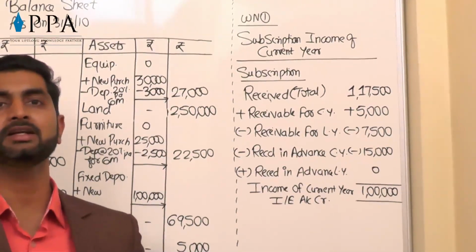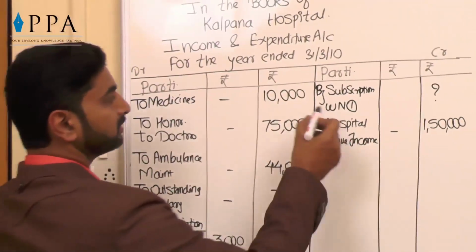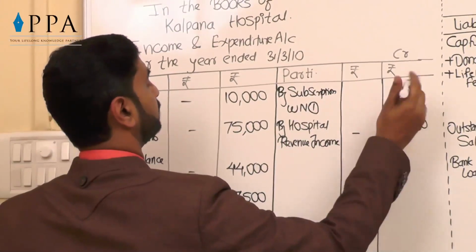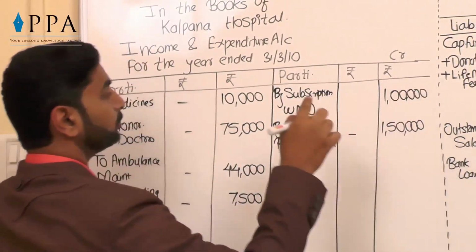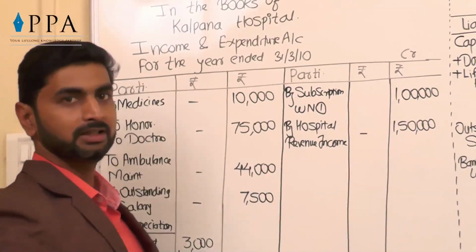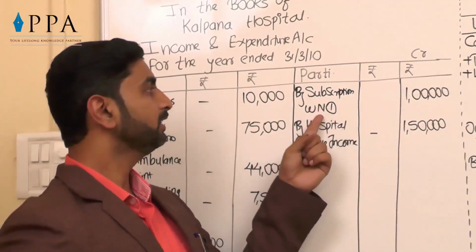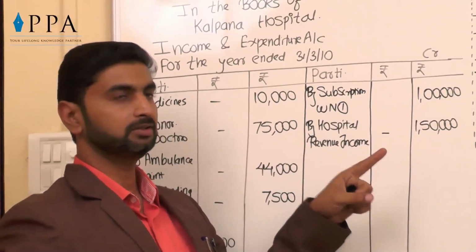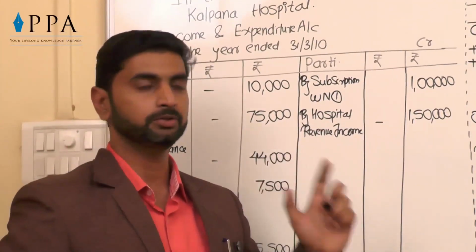Now we will go to the income and expenditure account, credit side, where we will record subscription working note number 1, rupees 1 lakh. This working note can be given here also in the inner column. It is your choice, either give it in the inner column or give the reference and give it in the working note. As per your convenience, you can go for it. The format is given to you.